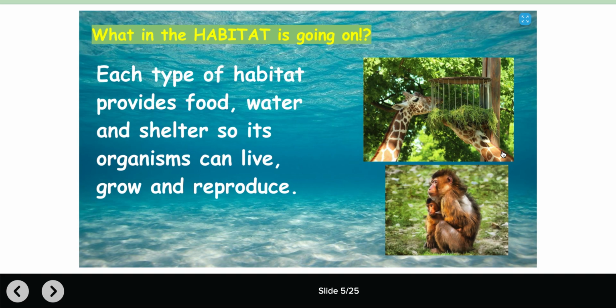Each type of habitat provides food, water, and shelter, so that its organisms can live and grow and reproduce and have families and babies and keep on living. So if a habitat were to run out of any of these things, food, water, or shelter, then that organism or species would move on to a different environment in order to find a proper living space.